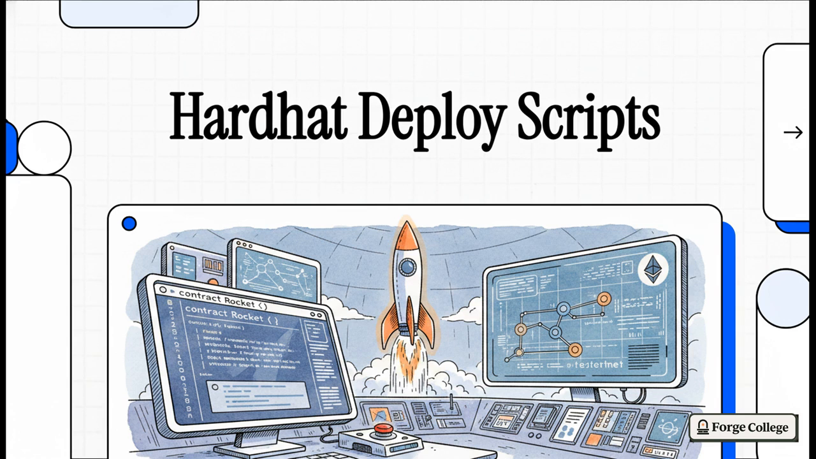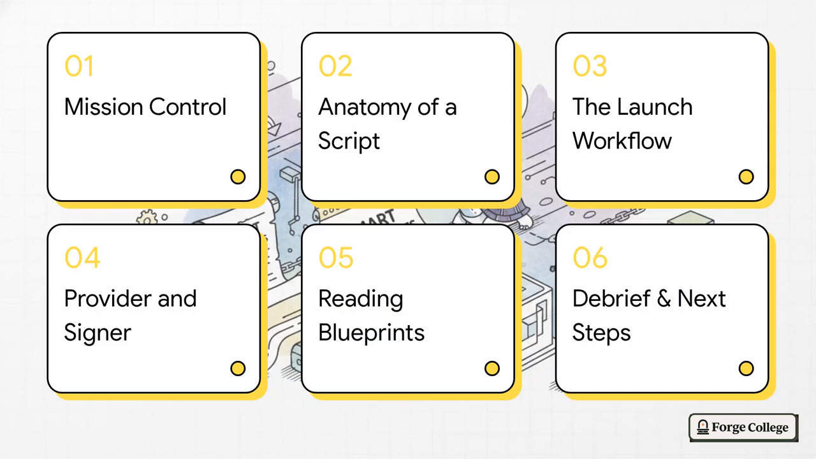We're going to learn exactly how to write the automated launch sequence that takes our smart contract rocket and safely deploys it to the Ethereum testnet using Hardhat. Okay, let's dive right into this. So, here is our flight plan for today's mission.